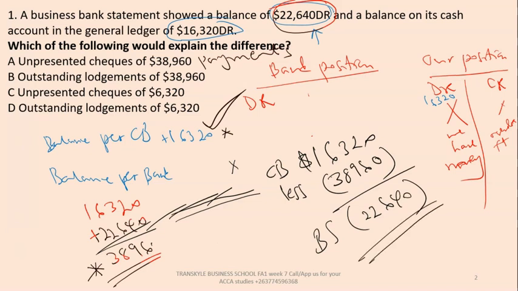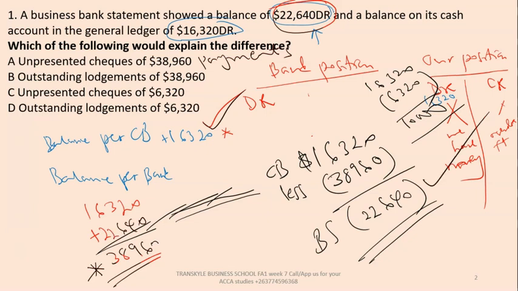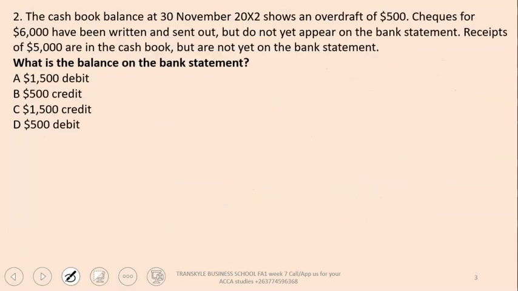But if we had used, let's say, 15,320 less 6,320, obviously we're going to find something like 10,000, which was not the balance per bank statement according to this. The balance per bank statement is negative 22,640 and not 10,000. Alright? I'm sure you're convinced that these ones were actually wrong. The correct answer is this one. You understand as we do another example.